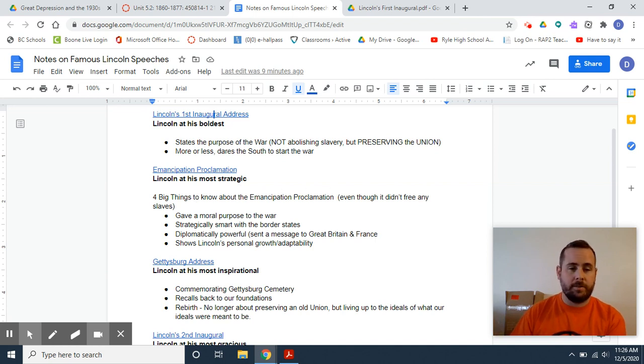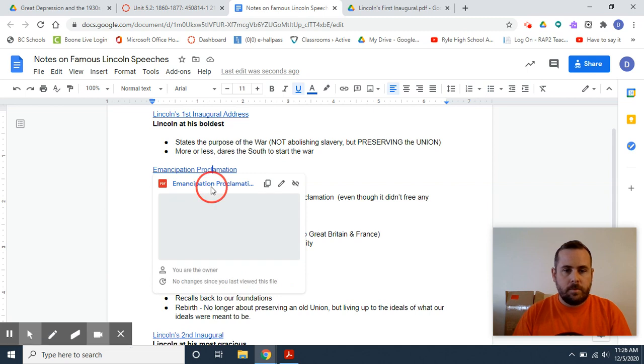So let's see what's going on. Four things that I'm going to want you to know, and I'm going to talk about all of these. It gave a moral purpose to the war. It was strategically smart with the border states. It was diplomatically powerful by sending a message to Great Britain and France, and it shows Lincoln's personal growth and adaptability. All right, so let's go look at this.